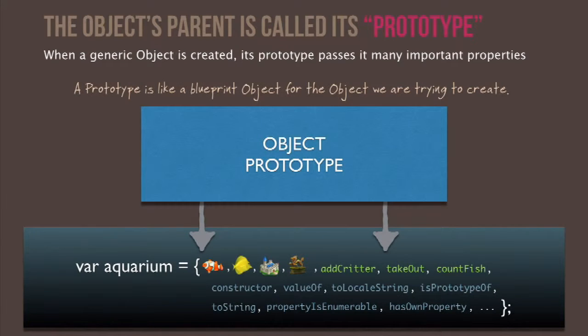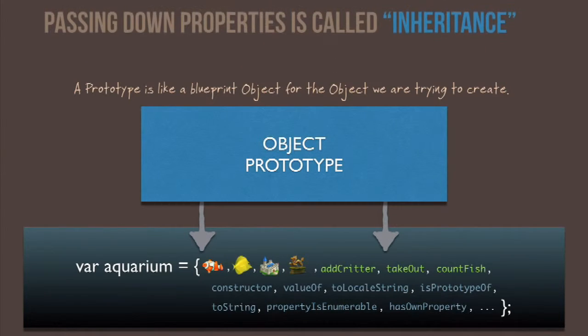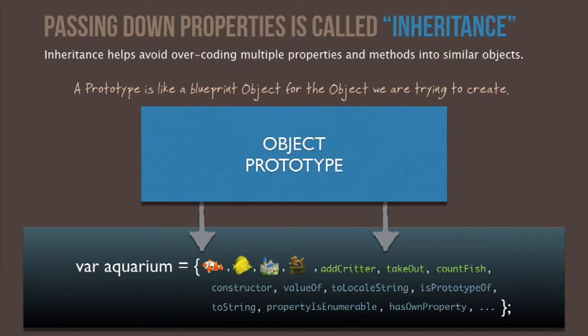A prototype is like a blueprint object for the object we are trying to create. JavaScript has a set of properties that it wants every object to have. And so the highest prototype, the object prototype, passes all those properties to every object. Passing down properties is called inheritance.